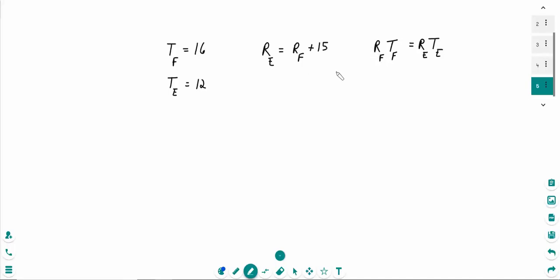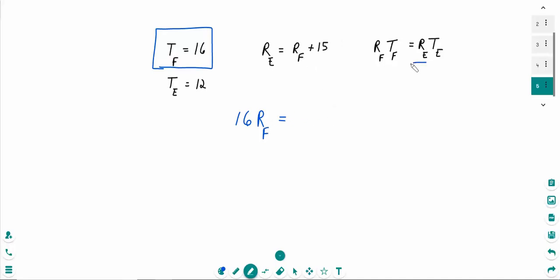So r sub f, well, we don't know what r sub f is, so we'll just write it as r sub f. And then we have t sub f, well, we do know what that is. T sub f is equal to 16. It's r sub f times 16, but I like putting the coefficient out in front. So it'll be 16 times r sub f equals r sub e, which we know here in terms of r sub f. So I'm going to actually plug in r sub e in these terms because I like having the r sub f as my variable.